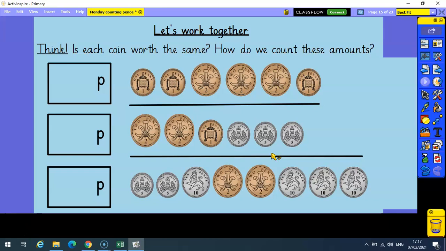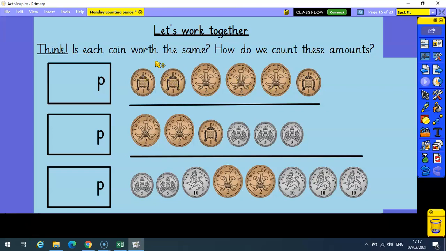Now, when we're counting money, we always start with the coin that is worth the most. Okay? So the greatest value we count first, and we count our pennies last. Like if we're reading a number, we read the 10s before the 1s, don't we? It's similar to that. So let me see. Looking at these, what can you see that I've got?